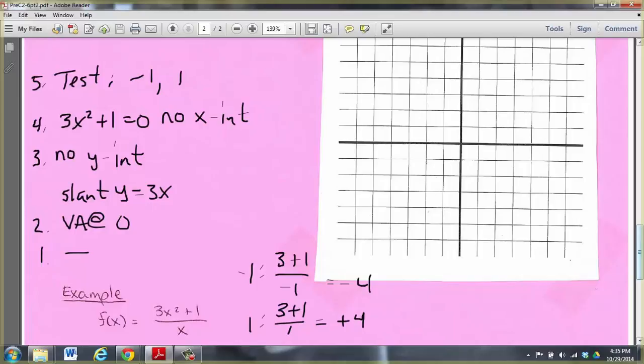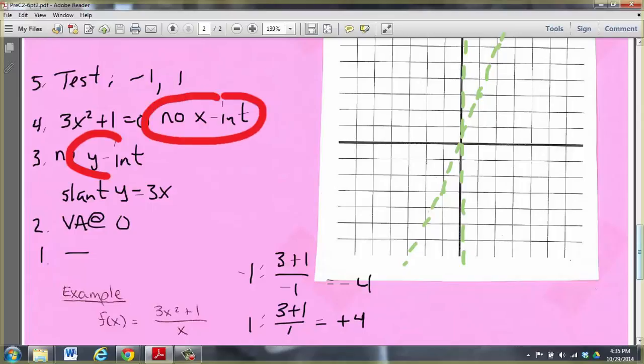So let's put some stuff together here. A vertical asymptote at 0. Slant at 3x, which means it's going to hit that point, and that point, and that point, so it looks like this. Okay, we have no intercepts, but we do have some points, but pay attention to this. Since we don't have any intercepts, we know that it doesn't cross this line, and obviously it doesn't cross that line.